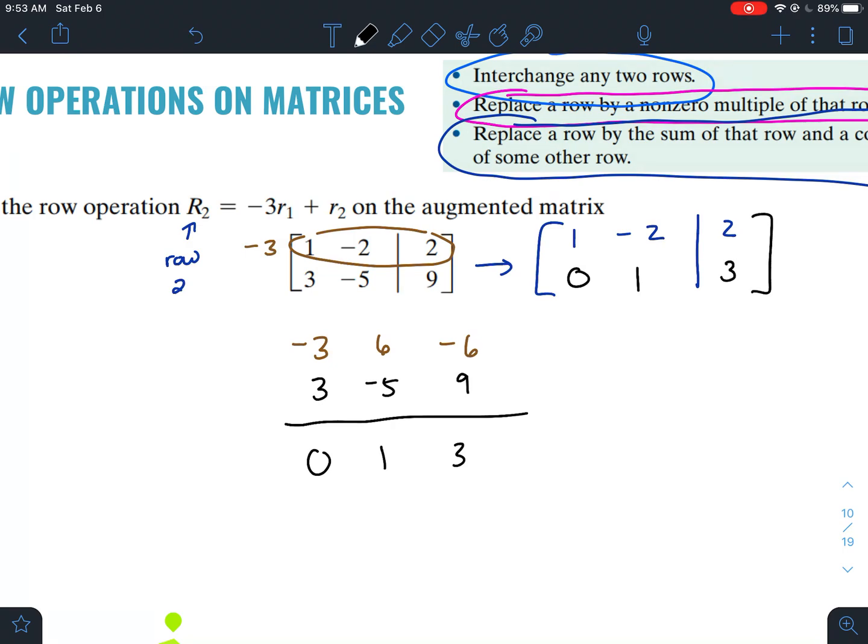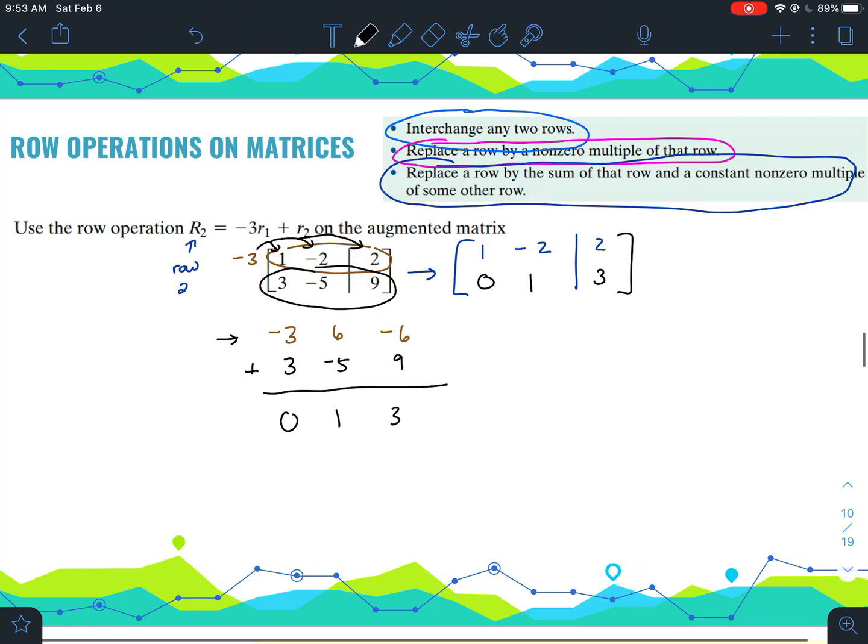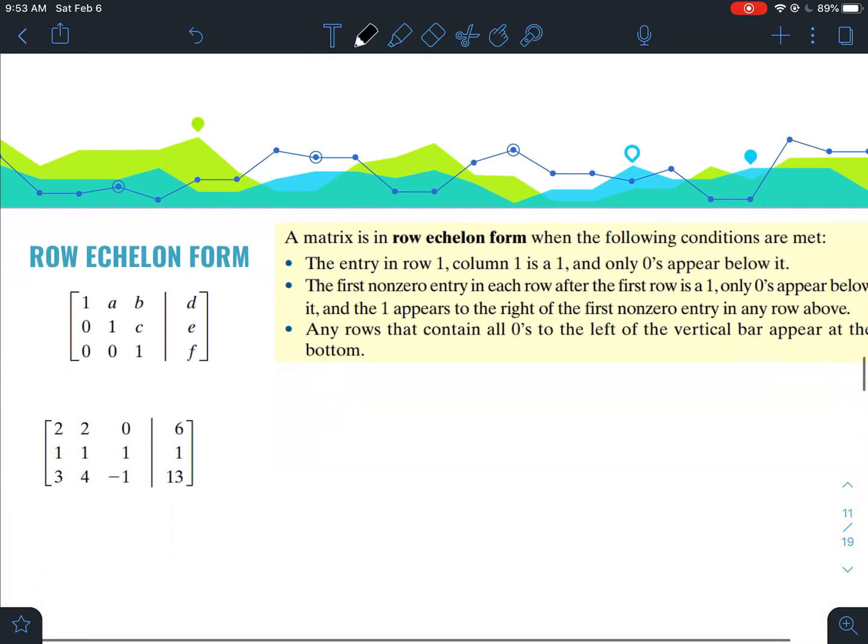So row 2 became -3 times row 1 and then added the original row 2. So again, -3 times row 1 would become -3, +6, and -6, which is what I have right here. And then I want to add the original row 2 to it. So the original row 2 was 3, -5, and 9. And then if I add those, I would get 0, 1, and 3. And so that would be my new row 2. So those are row operations on matrices.